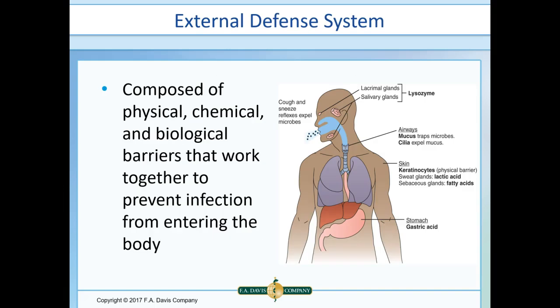Again, this is just where some of those external barriers are, okay? Lysozyme is one that I want to point out because we haven't talked about that in great detail. That is found in tears and saliva, which acts as a defense. It's an enzyme that can help destroy foreign organisms. You also have your stomach and gastric acid, which isn't something that we've talked about a whole lot. We knew about our skin and the mucous membranes.